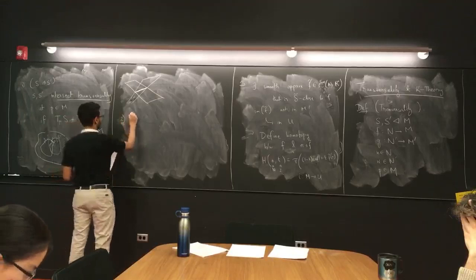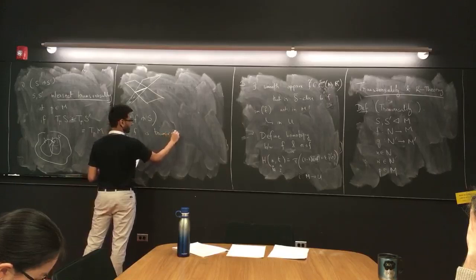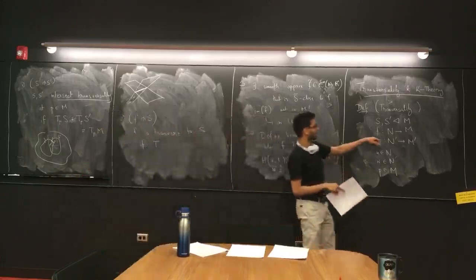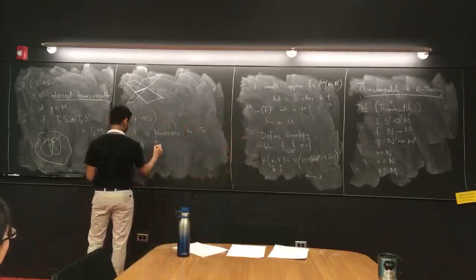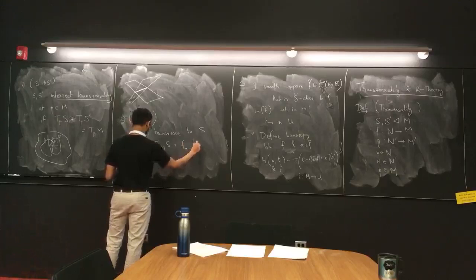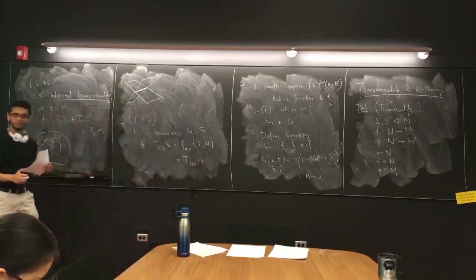The second is transversality of a function with respect to a submanifold. So F is transverse to S if the tangent space... F, remember, is a function from N into M, and S is a submanifold of M. So if the tangent space of S at the point F of n plus the push forward of the tangent space at the point n is equal to the tangent space at F of n of M. See, it's just saying that the image of F has to be transversal.